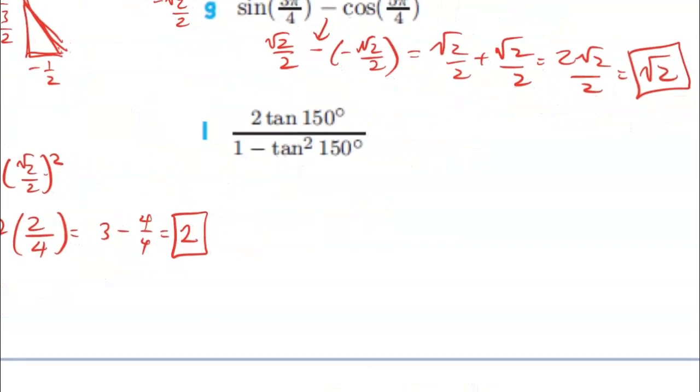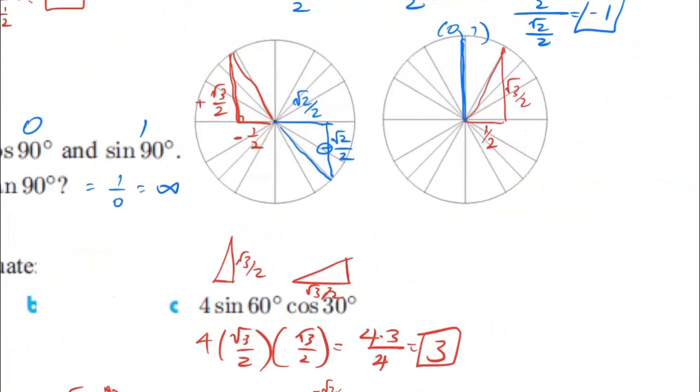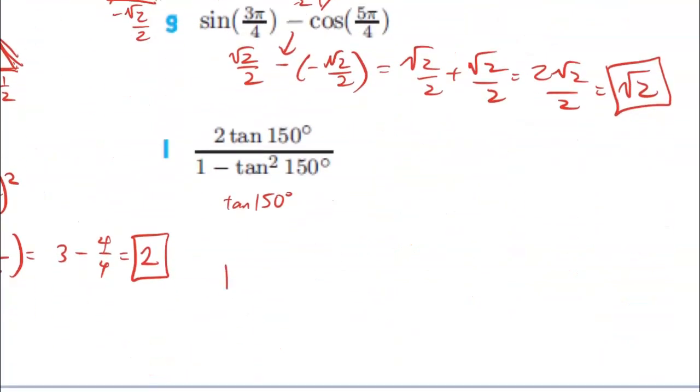Okay? All right. Last one of the page. 2 tangent 150 degrees over 1 minus tangent squared 150 degrees. So let's figure out the main ingredient, which is tangent of 150 degrees. This is a tricky one, so I'm just going to go up here to the unit circle. 150 degrees would be a little bit short of 180 degrees, right? It's 30 degrees short of 180 degrees. It has a y coordinate of positive 1/2 and an x coordinate of negative square root of 3 over 2, because it's the long side. Now I'm going to redraw it here.